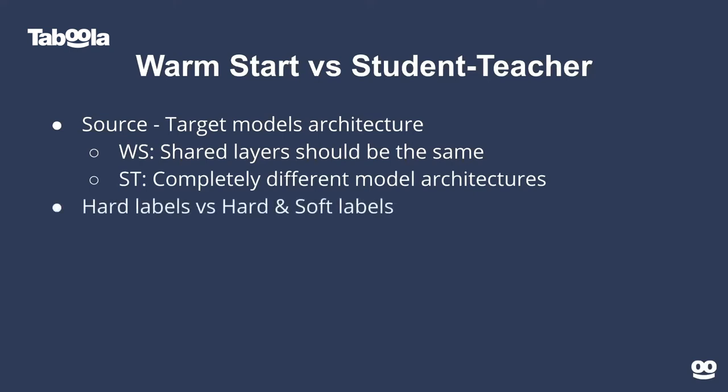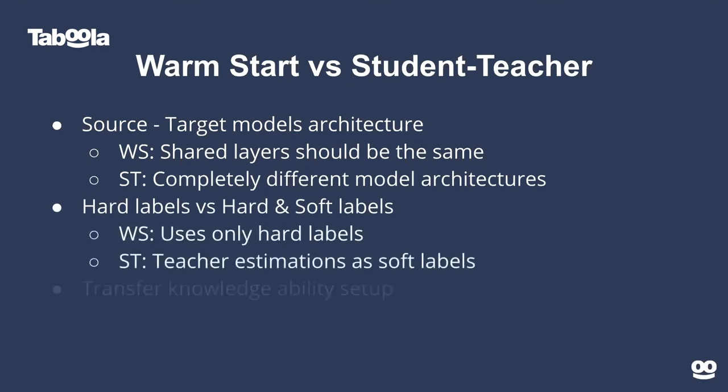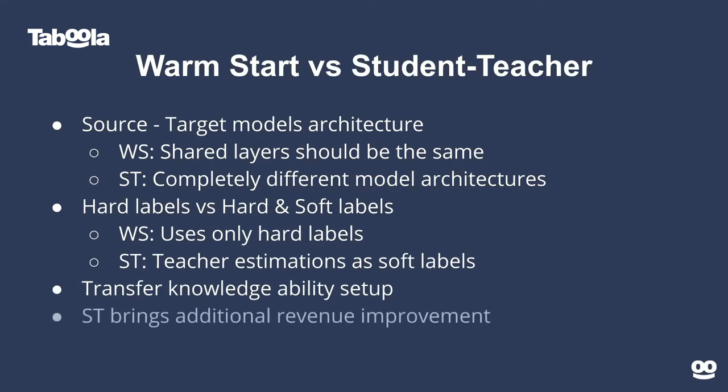Another major difference is that the Warmstart scenario uses just the hard labels, which are the labels we have for our dataset, while with the student-teacher setup, we have an extra loss term, which uses an estimation of the teacher, kind of like soft labels. Finally, we have a better ability to transfer knowledge using the student-teacher approach, and we will understand it better later, where we will see how this architecture is used in our production system.